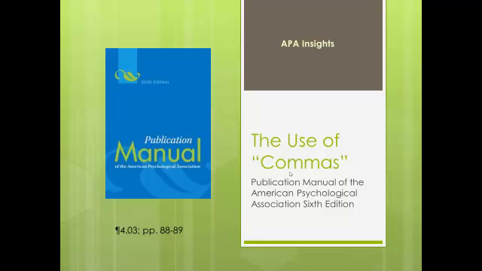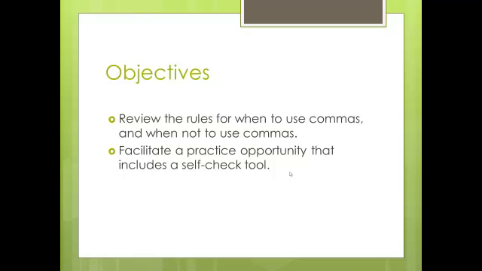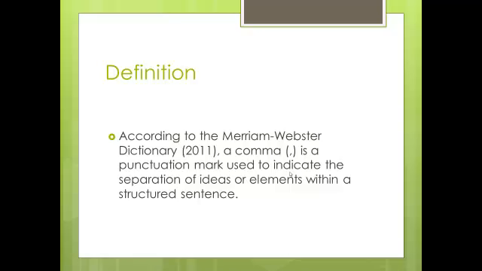This segment of APA Insights will focus on the use of commas. The material covered is found in paragraph 4.03, pages 88 and 89 in the Publication Manual of the American Psychological Association. The objectives for this segment are twofold. First, there will be a review of the rules for when to use commas and when not to use commas, followed by an opportunity to apply the material that has been covered.